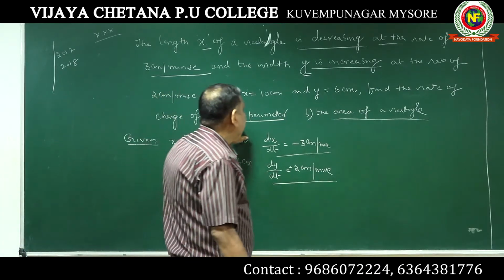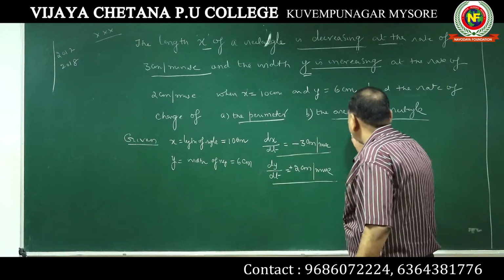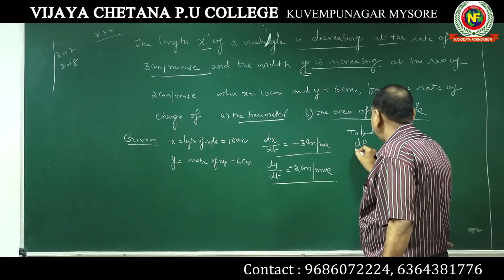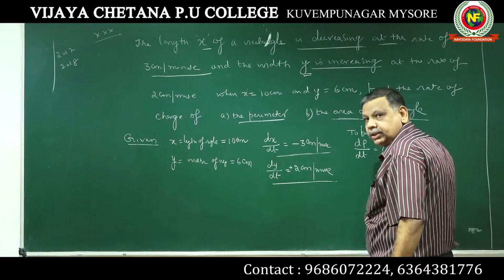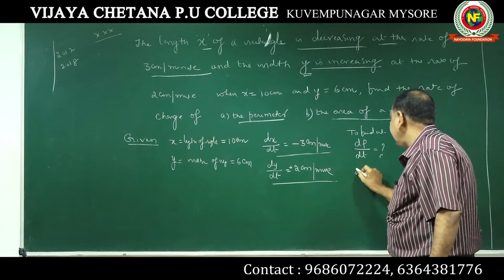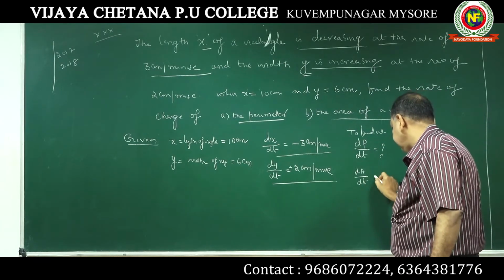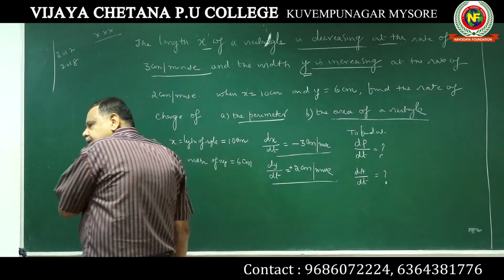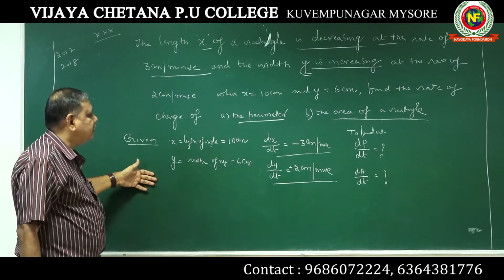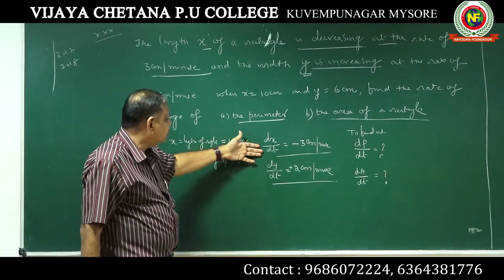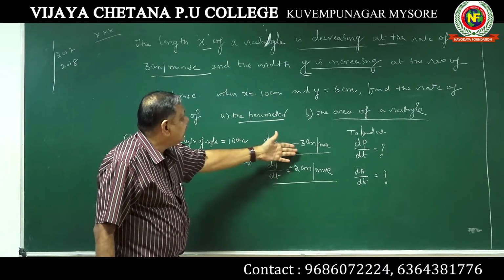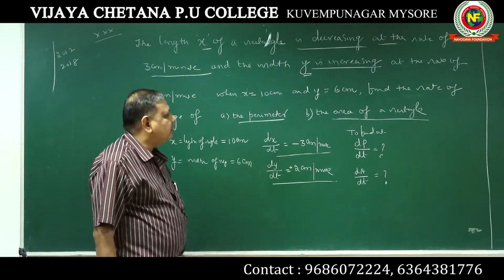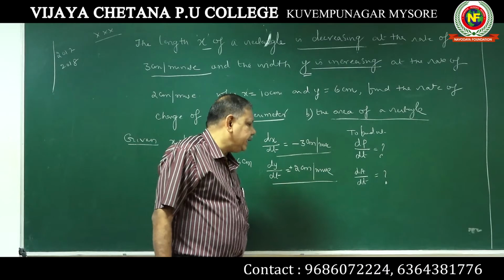What is asked is to find the rate of change of perimeter, dp by dt. P is the perimeter and dp by dt is how much, and the area of the rectangle, dA by dt, is how much. You have to find out dp by dt and dA by dt. Again x, y are given, length and width, and the rate of change of those also is given. Length is decreasing and width is increasing. Plus here, minus there. You have to find out dp by dt, dA by dt.